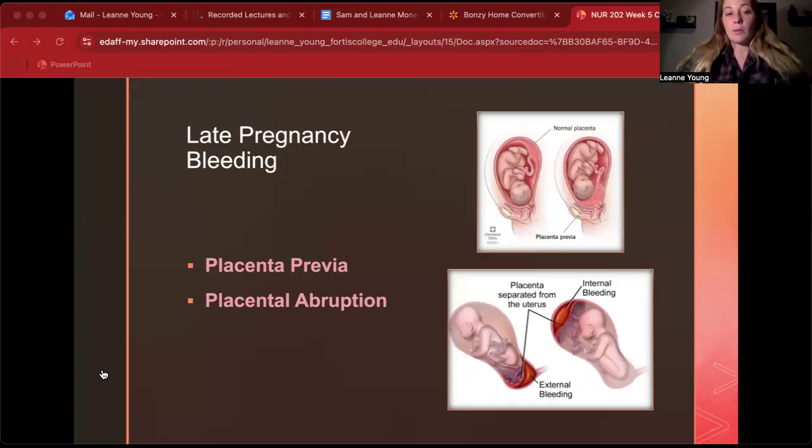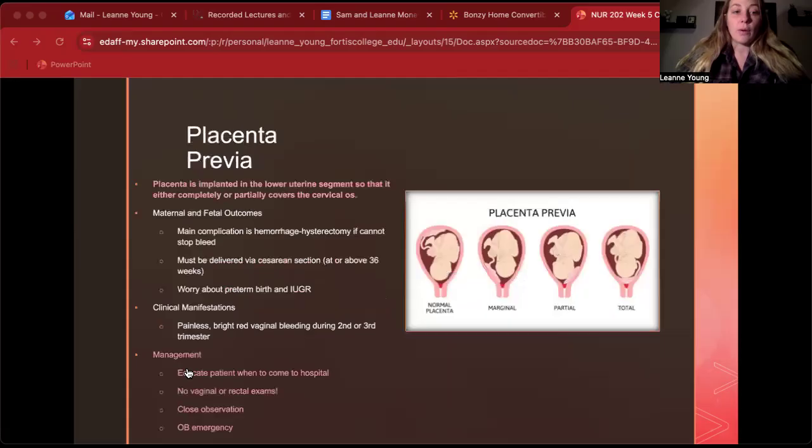Let's talk about what happens whenever we see late pregnancy bleeding. These are typically attributed to a placenta previa and a placental abruption. So, what is a placenta previa? You guys have heard me say this word and this term a lot. So, we're going to actually show you what it means now. This is what happens when a placenta is implanted in the lower uterine segment so that it either completely or partially covers the cervical os. So here's a picture here.